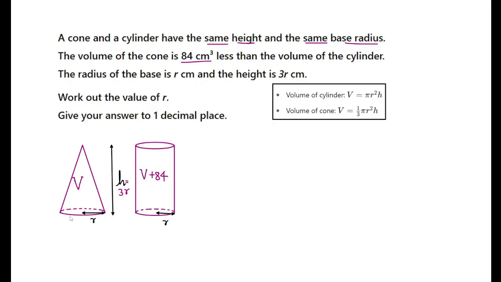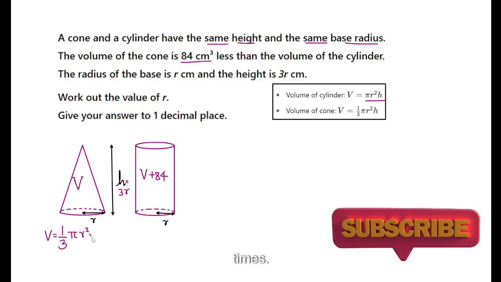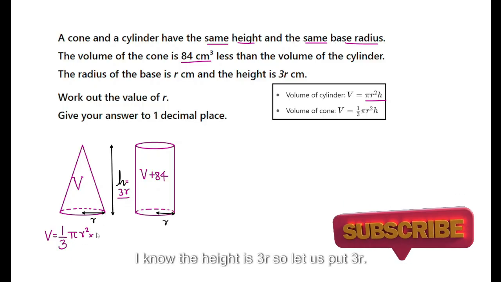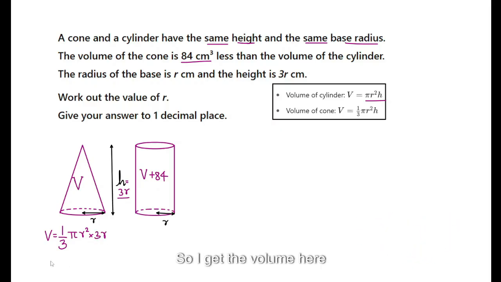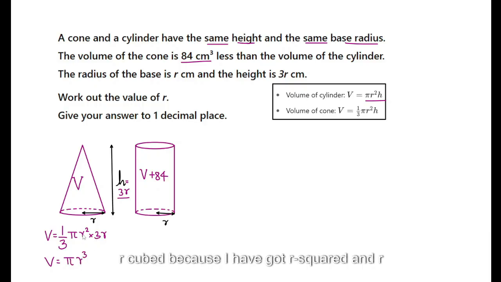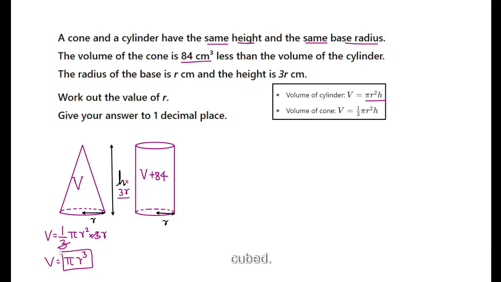Let's do that. So the volume of the cone here is 1/3 pi r squared h. So pi times r squared times, I know the height is 3r, so let's put 3r. So I get the volume here as pi r cubed, because I have r squared and r, I can combine them. This 3 at the top and this 3 at the bottom get cancelled out. So I get the volume to be just pi r cubed.